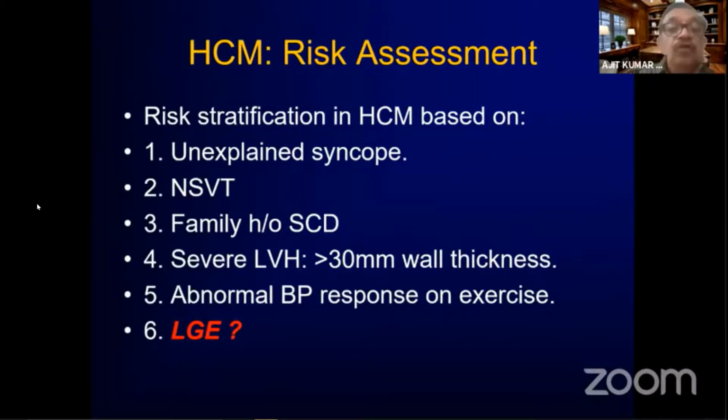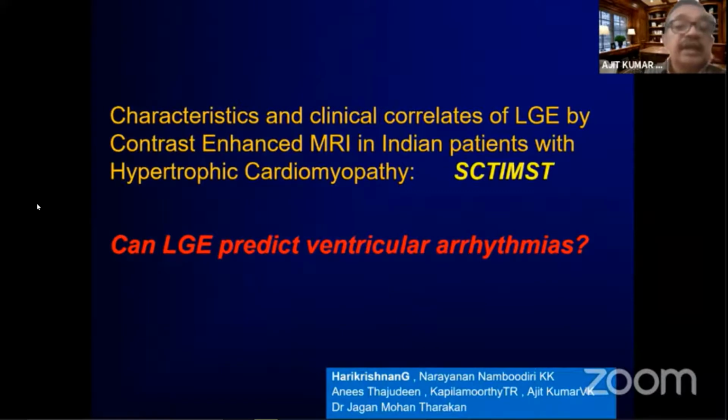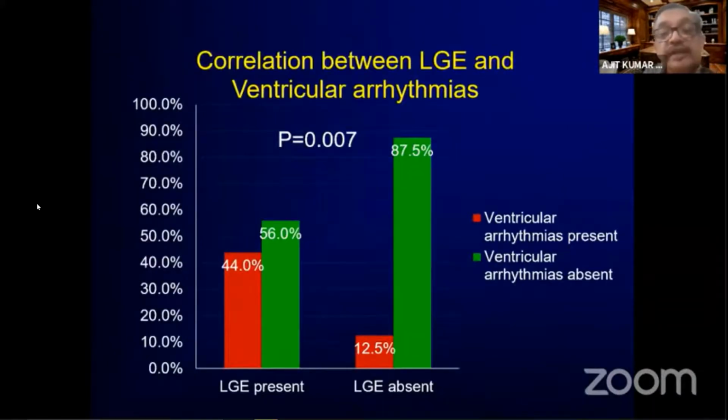So we looked at whether LGE can predict ventricular arrhythmias. What we saw was that in hypertrophic cardiomyopathy, when you do not have LGE, only 10% of them had arrhythmias. Whenever LGE was present, there was an equal distribution of arrhythmias. Almost 50% had arrhythmia present and arrhythmia was absent in 50%.